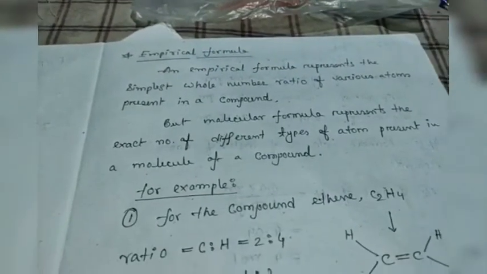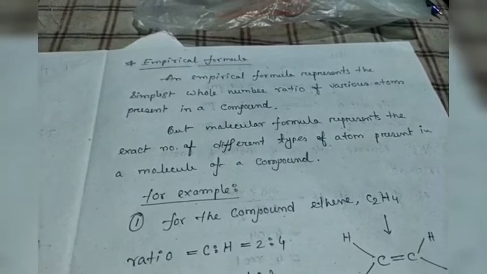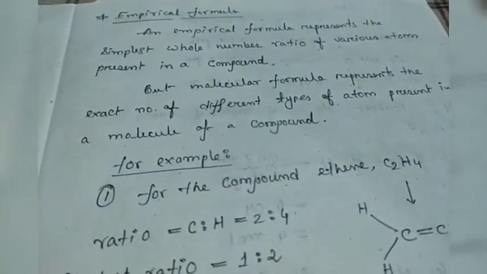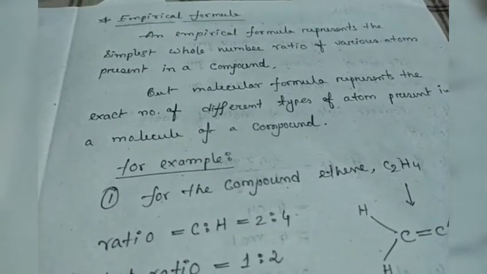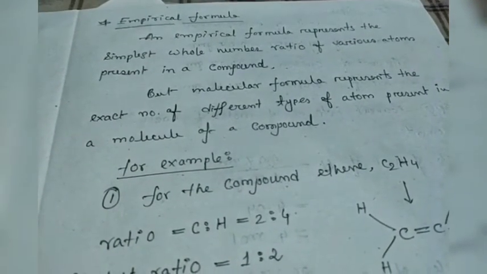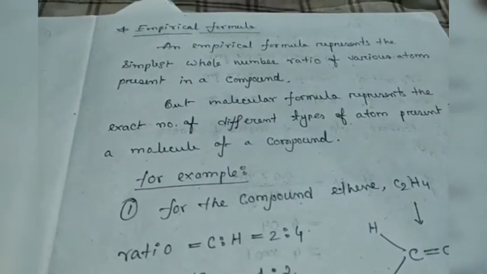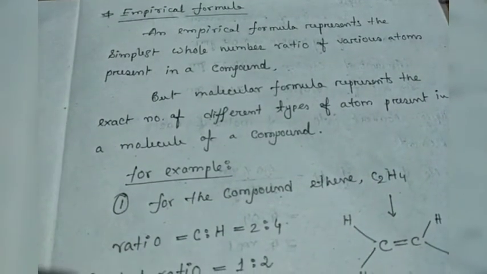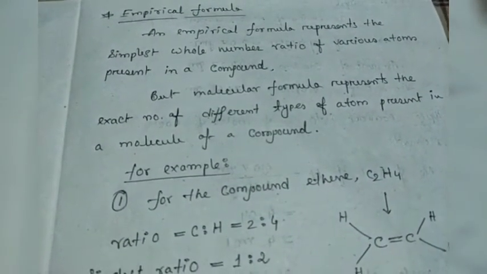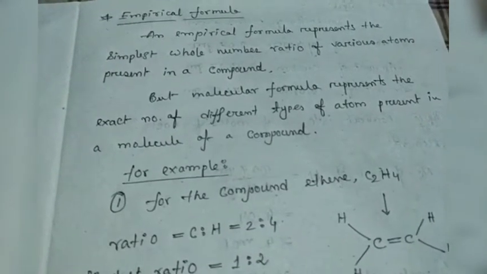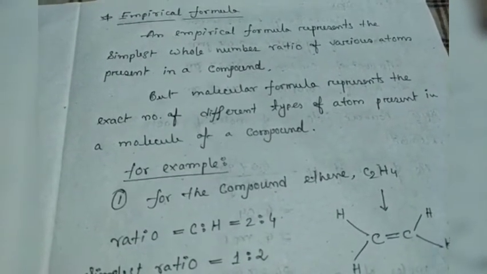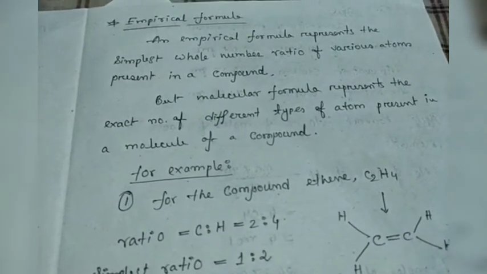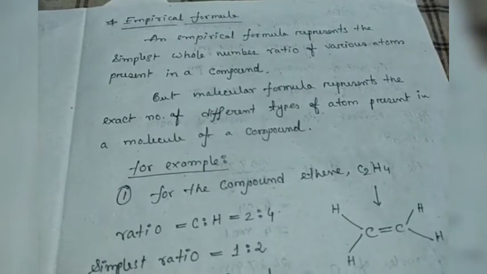So dear students, last class we discussed atomic mass, molecular formula, and the mass percentage of elements contained in a compound. Now we will discuss the empirical formula and its relationship with the molecular formula. The empirical formula is the simplest whole number ratio of the various atoms present in a compound.